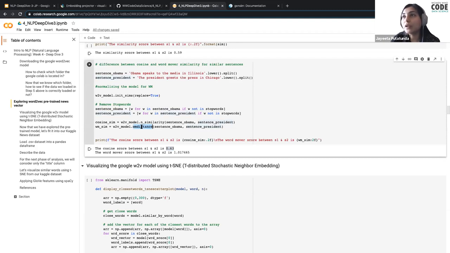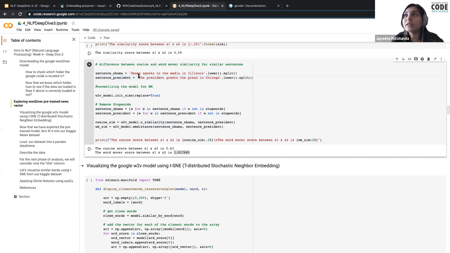So you basically call this dot WM distance instead of n_similarity and pass in the same way the two sentences that we just cleaned up the stop words from and split, and then you would see that it gives you a score of 1.01. So the concept of word mover is that if it's a great match, the value would be closer to one. The farther you go from each of the sentences, say if you have another sentence here, you can test it on your own time and see how the scores change.